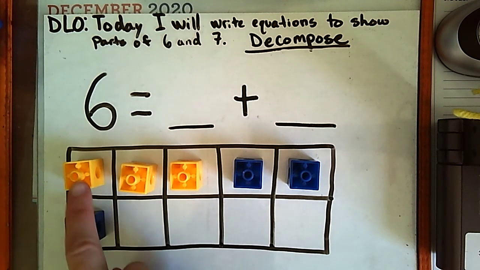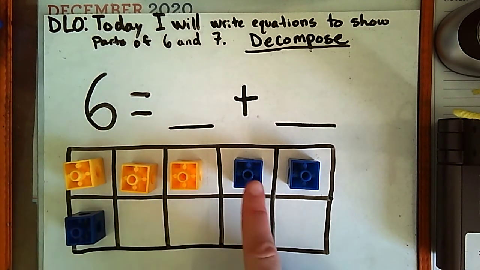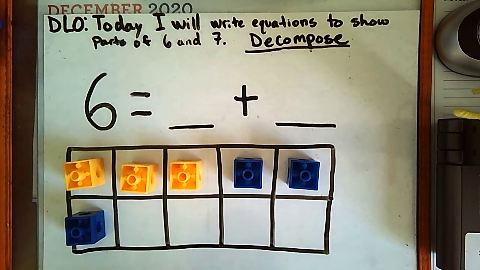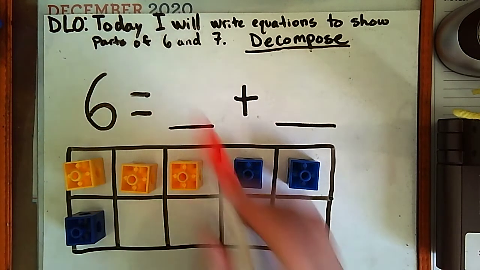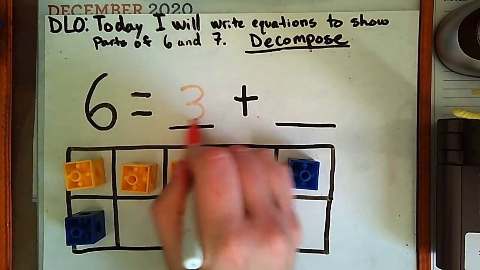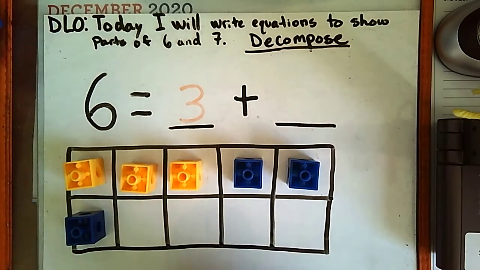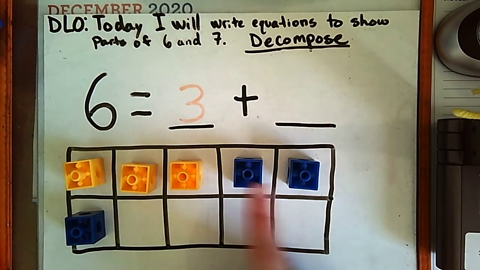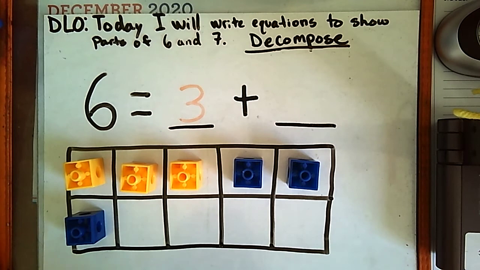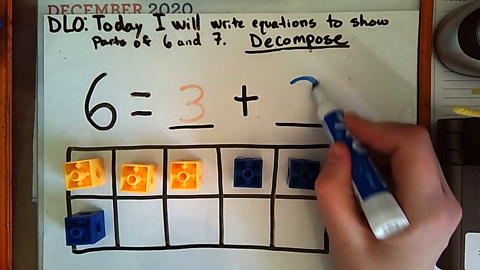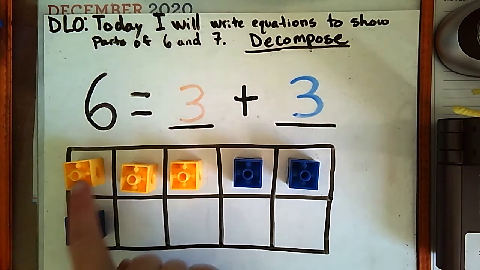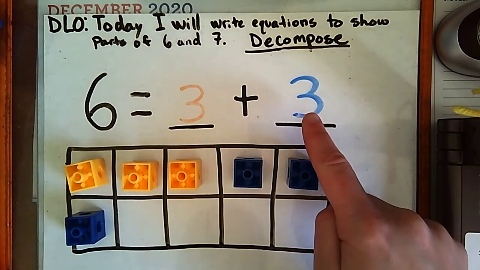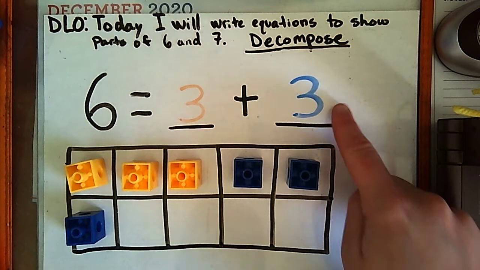6. Let's count. 1, 2, 3, 4, 5, 6. How many yellows do I have? 1, 2, 3. I have 3 yellow. And how many blue do I have? 1, 2, 3. So I'm going to write that here, and I'll show you why. I have a group of 3 yellow, I have a group of 3 blue.